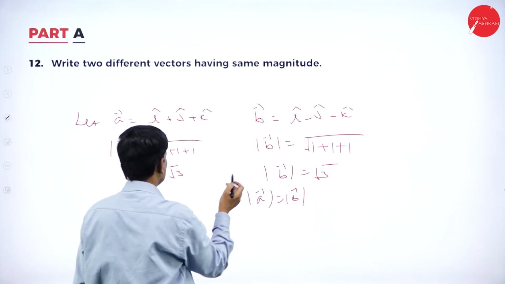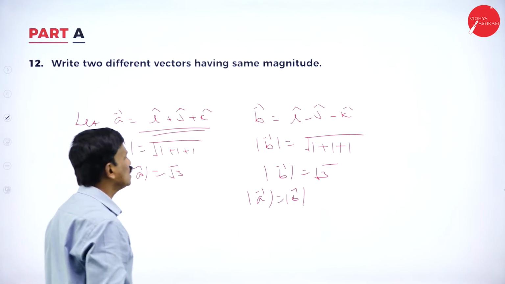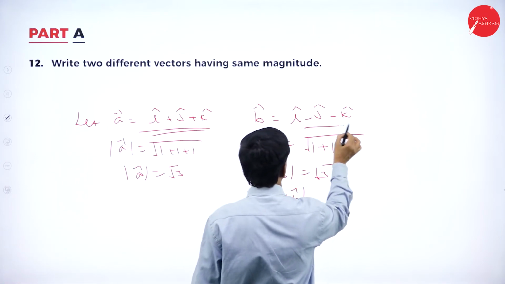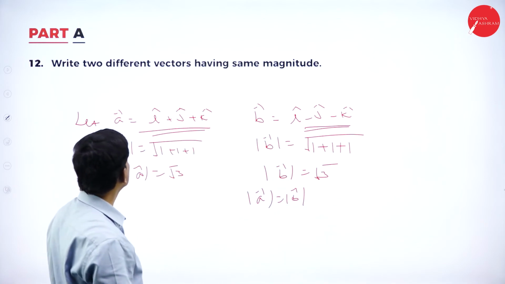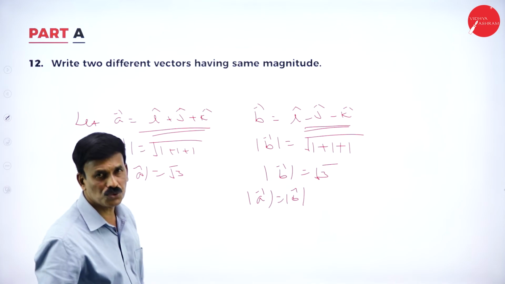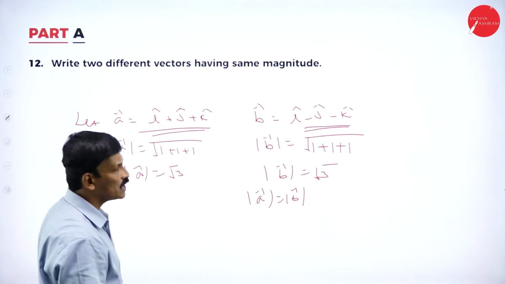Therefore, the two vectors are vector A is equal to i plus j plus k and another vector B is equal to i minus j minus k. These are two different vectors having the same magnitude. You can take any example for this. Let us come to the next problem.